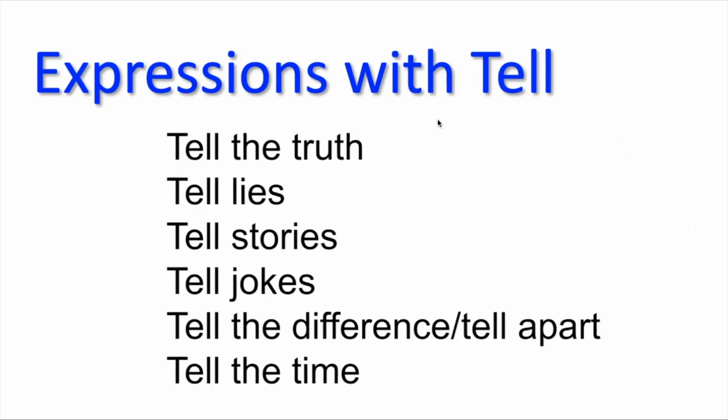With the first ones, tell the truth, tell lies, tell stories, you can include a person. You can say, tell me the truth. She told him lies. He tells us stories. But the expression does not require a person. You can just say, tell the truth. He always tells lies.